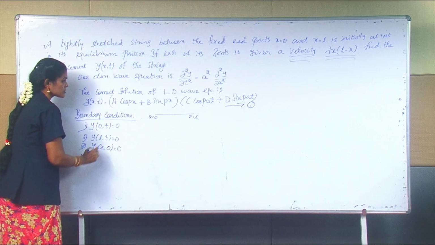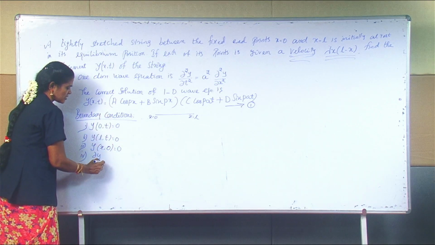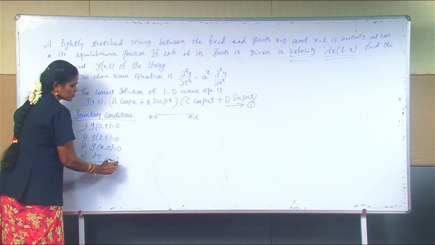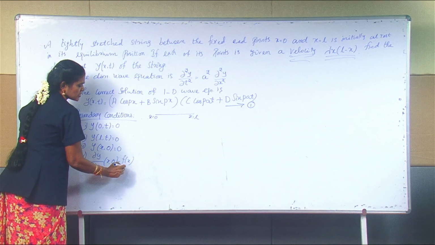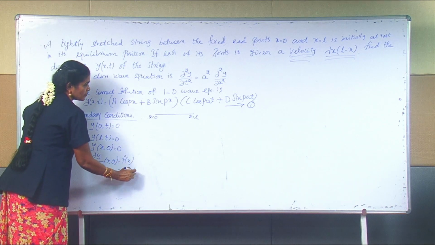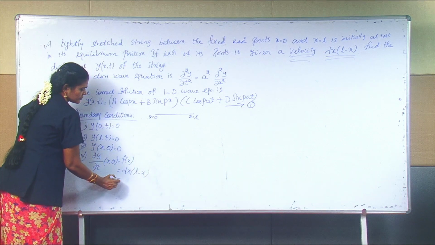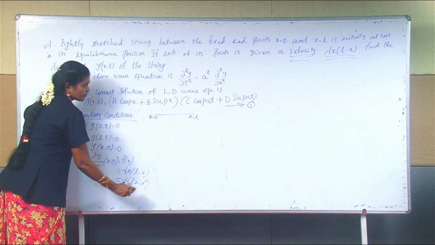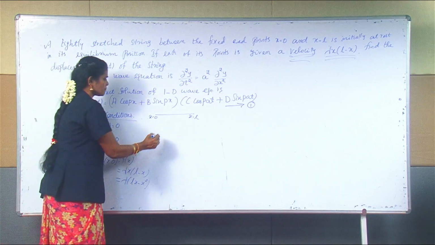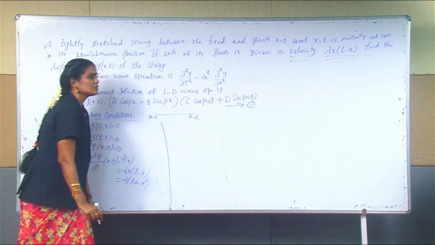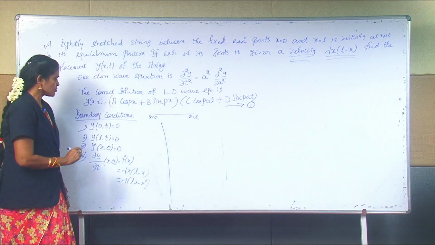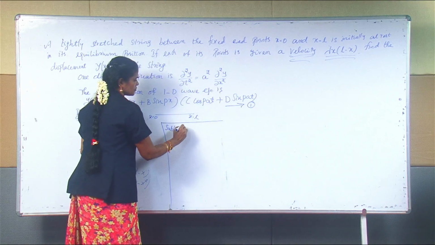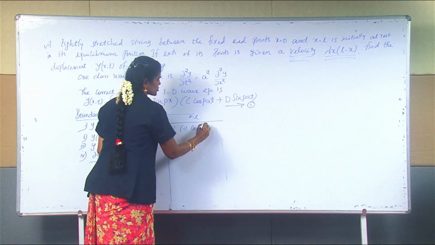The fourth boundary condition is the velocity, given by dou y by dou t at x comma 0, at time t equal to 0. The function is actually lambda x into L minus x, so it is lambda into Lx minus x square. Now, you have to substitute your boundary conditions one by one in equation 1. First, substitute the first boundary condition in equation 1.